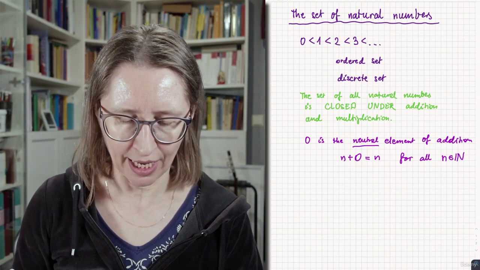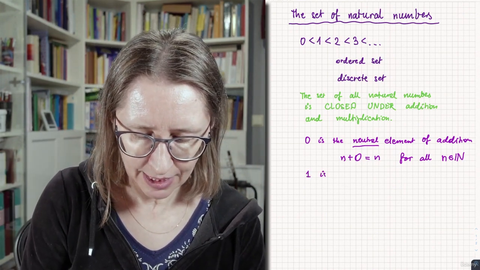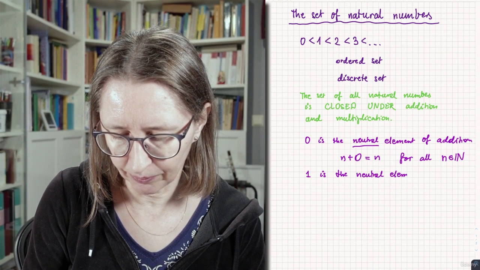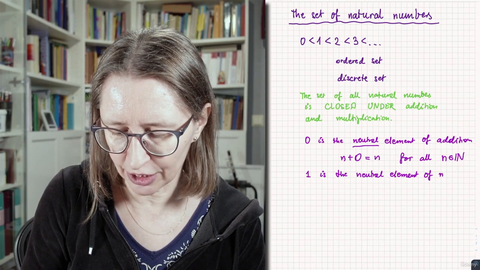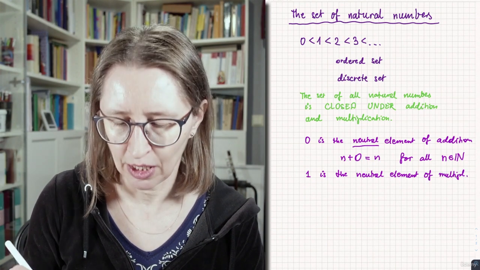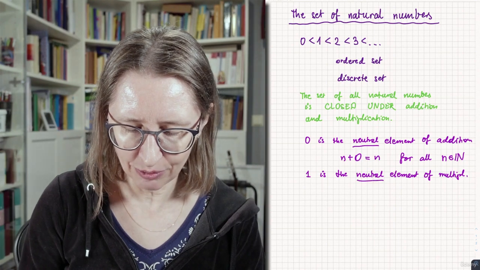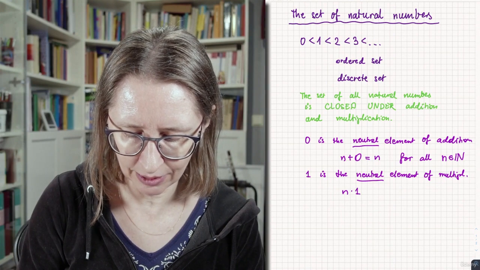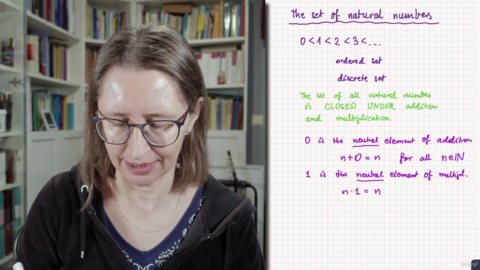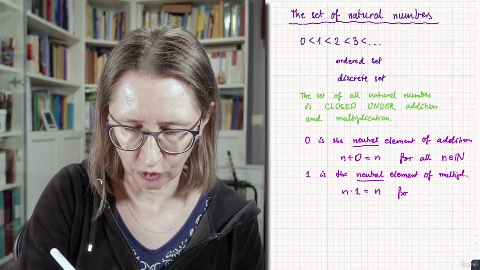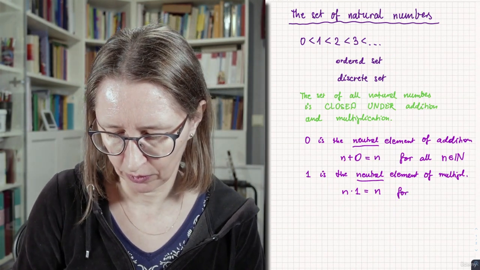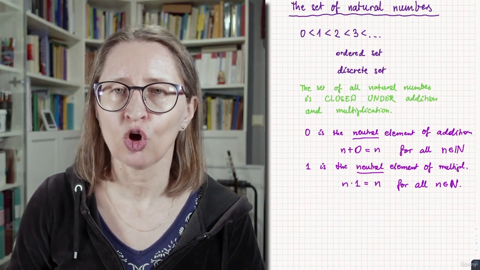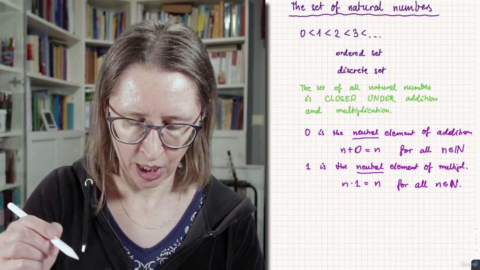Then what do we have more? 1 is the neutral element of multiplication. What does this mean? This means that if we multiply any natural number by 1, we will not change this number, for all natural numbers n.